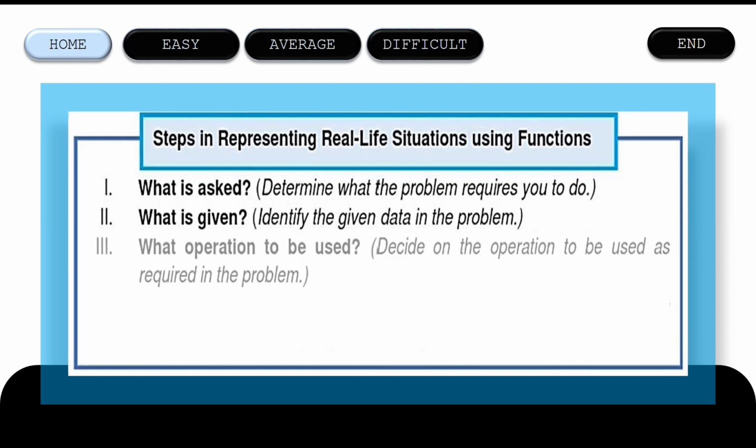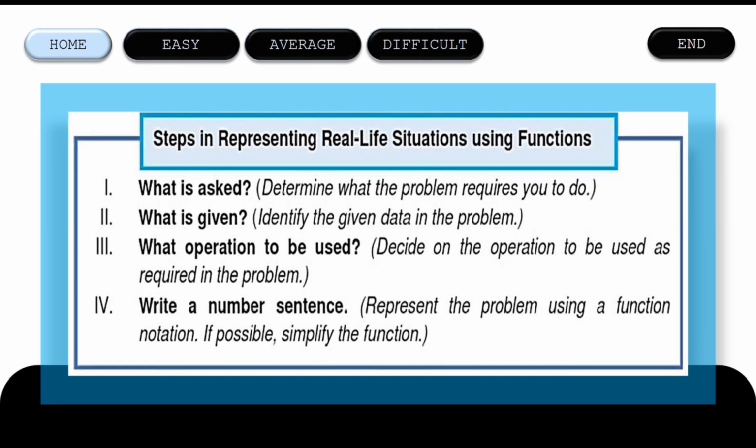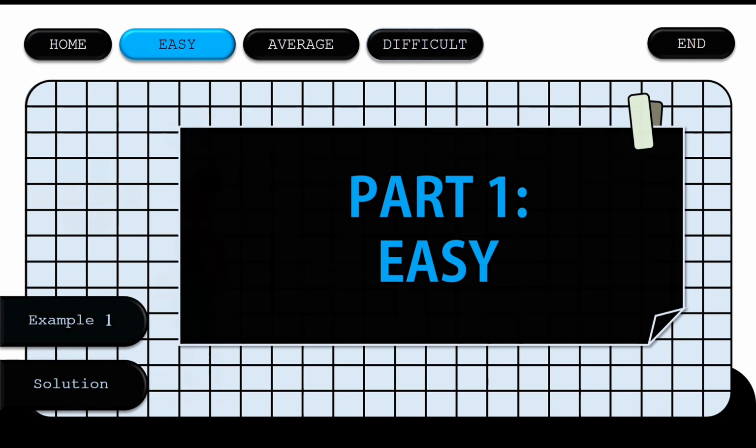Third, what operation to be used? Aalamin kung ano ang operation, gaya ng addition, subtraction, multiplication, or division na dapat gamitin batay sa konteksto ng problem. At ang huli, ang pagsulat na ng number sentence, kung saan dito na irerepresenta ang problem gamit ang rational function. Mukhang malinaw na naman sa atin ang mga hakbang na ito, kaya atin ang simulan ang pagtalakay pa ng iba pang halimbawa. Ito na ang part 1 o easy problem.